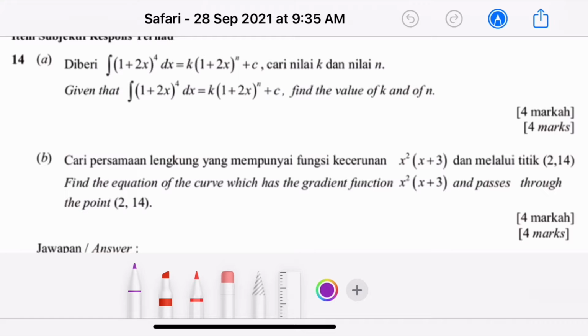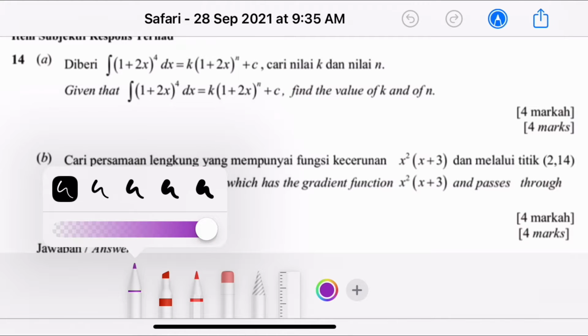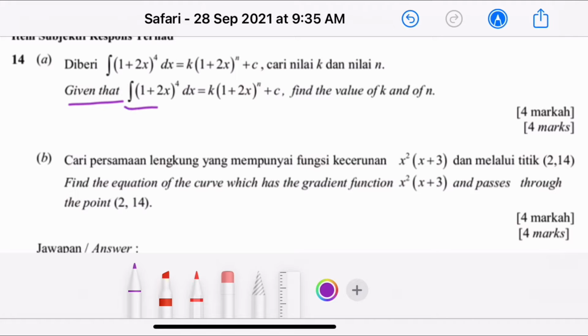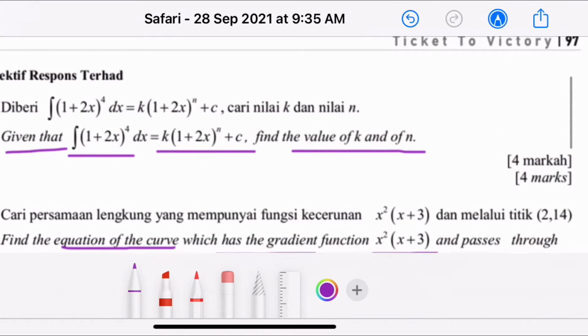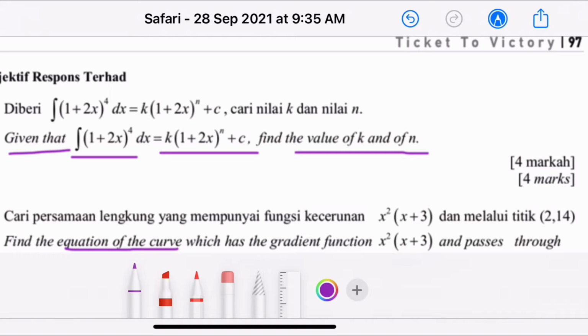Question number 14. Given that the integral of (1 plus 2x) to the power of 4 is equal to k(1 plus 2x) to the power of n plus c, find the value of k and n. And then finally, we have to find the equation of the curve which has the gradient function and passes through the point (1, 4). For this question, first of all, we will do integration for the given function.